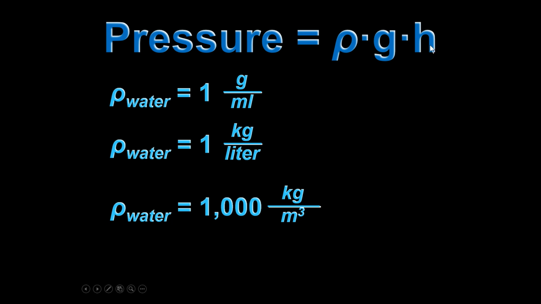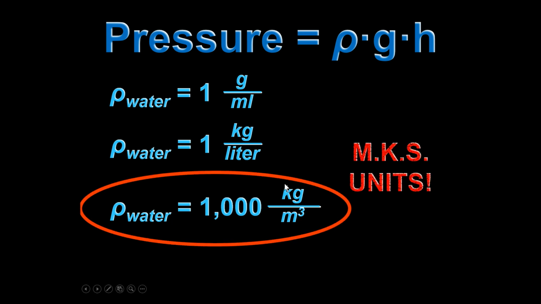But if we're going to make these units work together, we have to use the MKS units, meters, kilograms, and seconds. All right. And then this would be a weight density of the water, the weight of that water per volume.